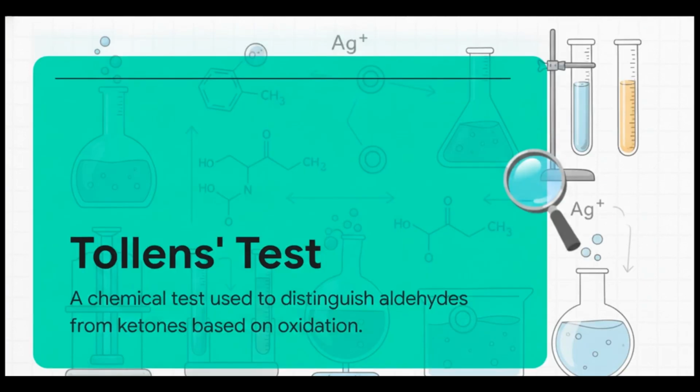This whole phenomenon is officially known as Tollens Test, though you're probably going to hear people call it the silver mirror test for pretty obvious reasons. Basically, it's a chemical test that uses a very specific solution, ammoniacal silver nitrate, to tell apart two closely related types of organic compounds, aldehydes and ketones. Think of this test as our primary investigative tool to interrogate an unknown chemical suspect, based entirely on whether or not it can be oxidized.